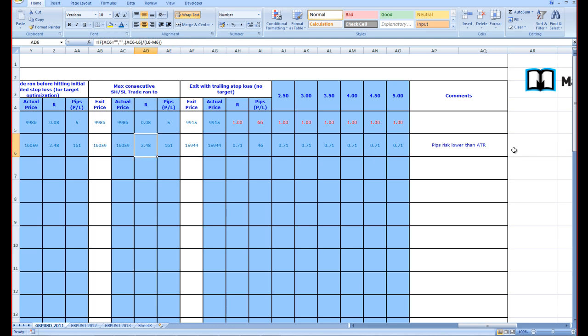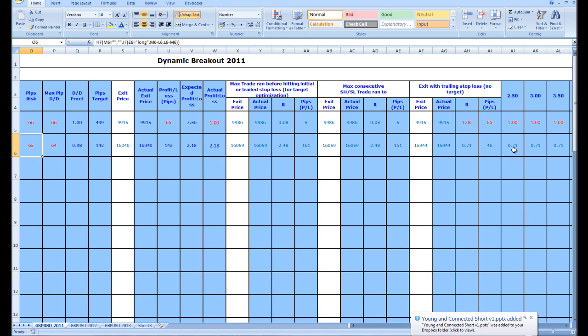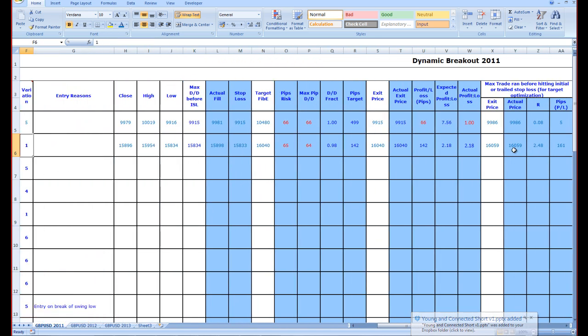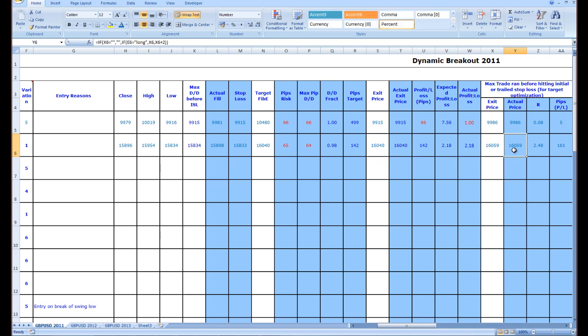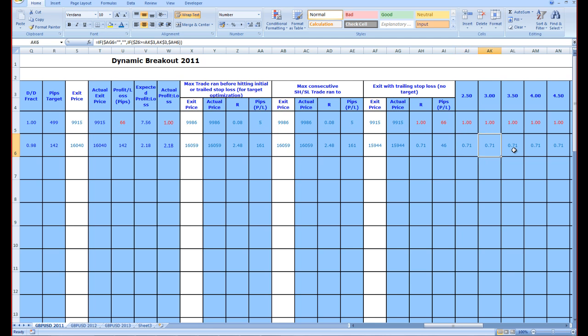Then the comment is pit risk lower than ATR. That's right. According to this trade, it looks like our manual exit at 123.6 level seems to be the best. You get the one rather than the 150, rather than all this 2%, 3%, 4%, 5%, basically. Don't use the percentages, but just use the Fibonacci.